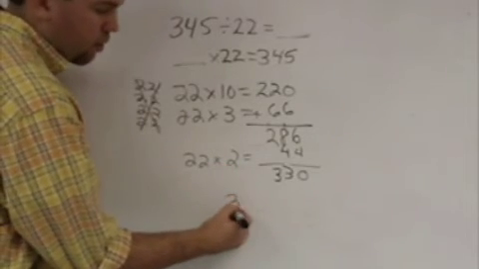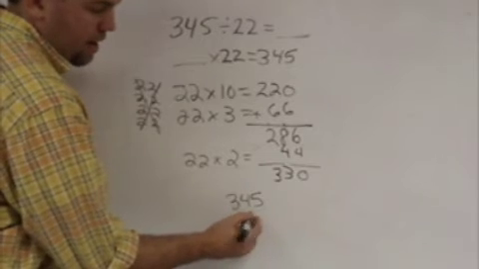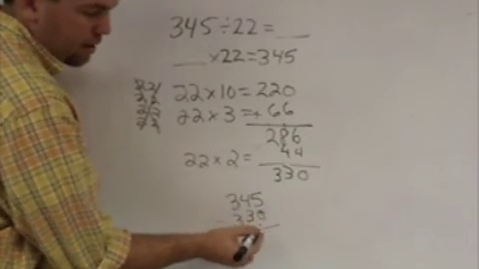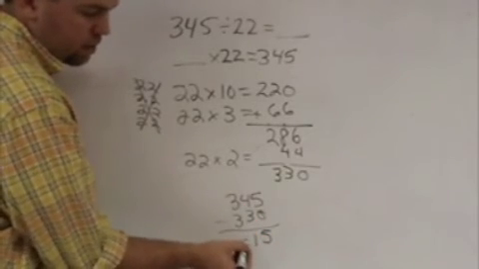The only thing I have to do is figure out what my remainder is. So if I make a subtraction problem here, then I subtract these two. 5 minus 0 is 5, 4 minus 3 is 1, and 3 minus 3 is 0.